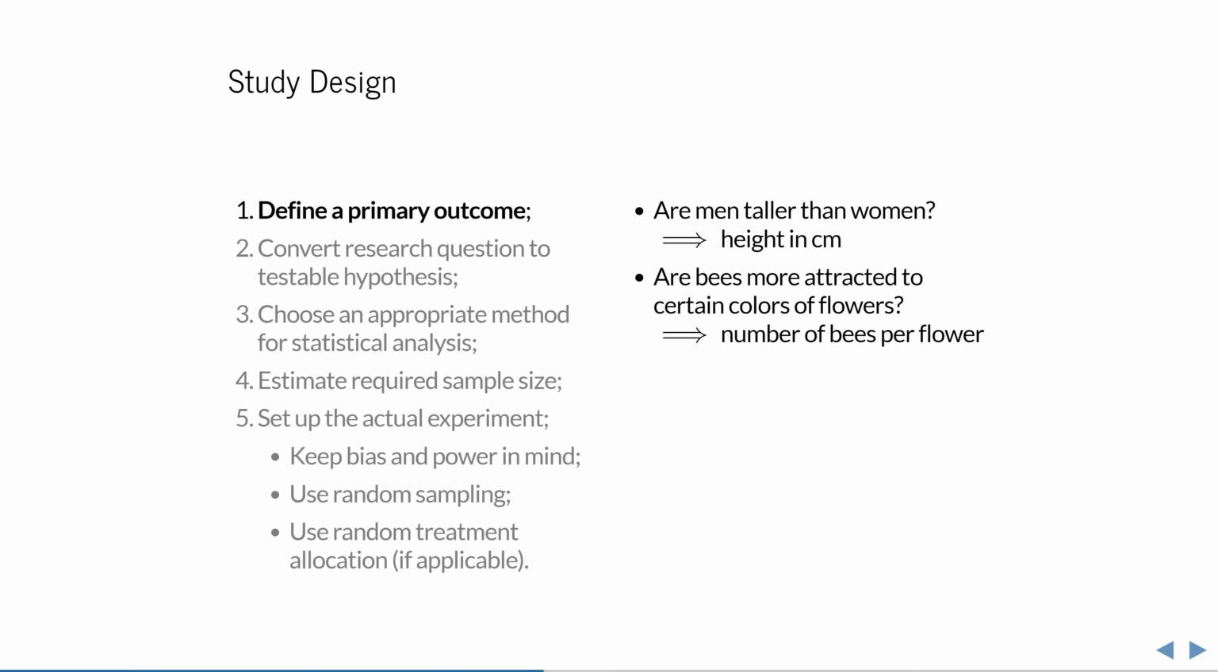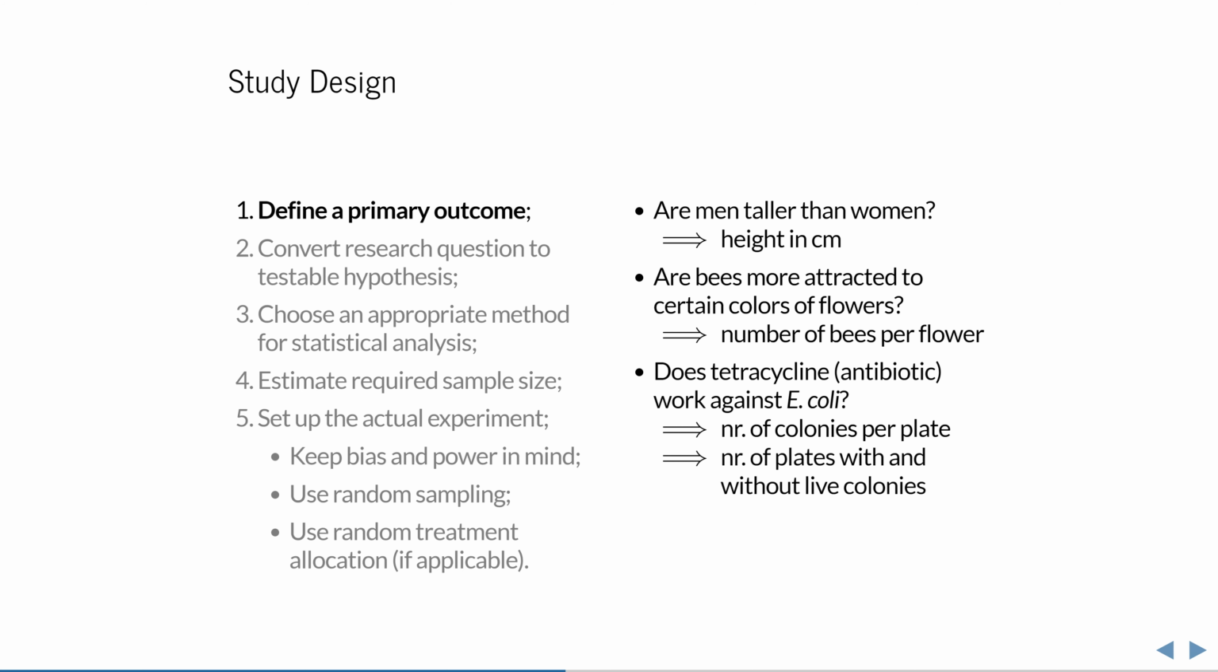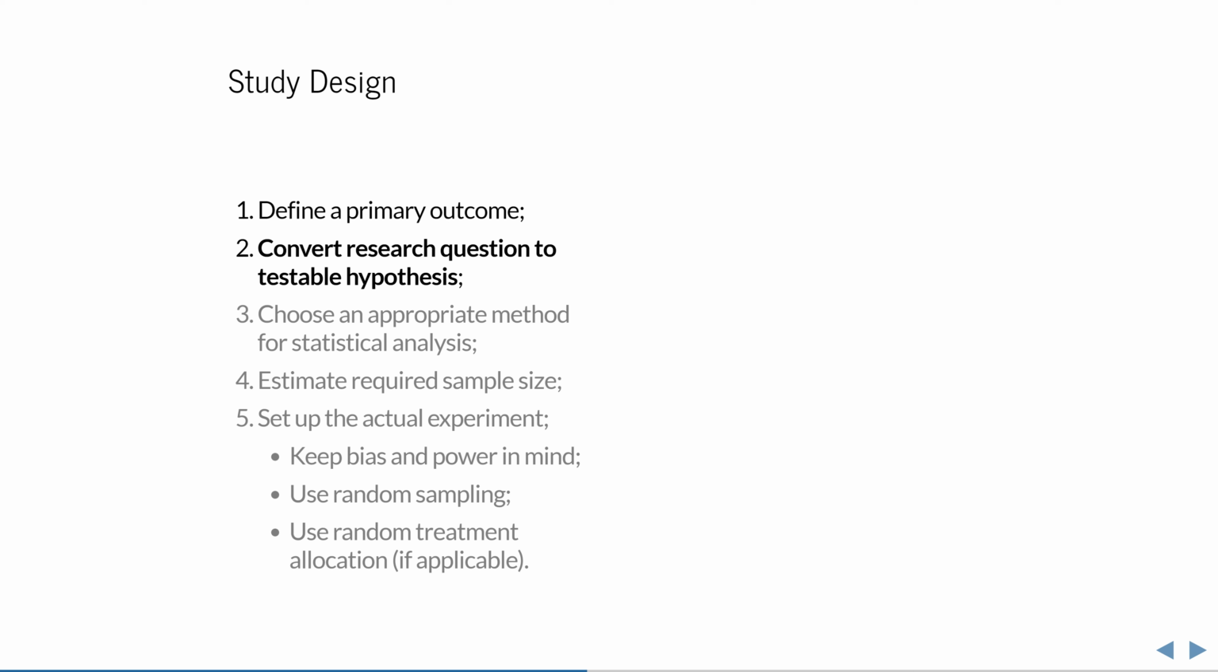If you want to know whether bees are more attracted to certain flowers than others, the primary outcome could be the number of bees counted per flower within a given amount of time. And if you want to know whether some antibiotic can inhibit bacterial growth, your primary outcome could be either the number of bacterial colonies, or perhaps if it is very potent, the absence and presence of bacterial colonies on agar plates.